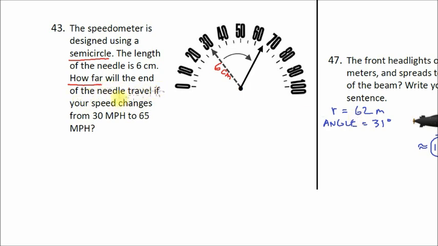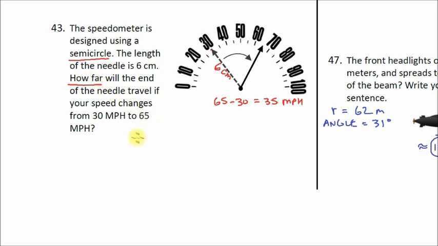How far will the end of the needle travel if your speed changes from 30 miles per hour to 65 miles per hour? Well, if we look at 30 miles per hour to 65 miles per hour, you're going to see that if we do 65 minus 30, that means that we've changed by 35 miles per hour. We're going 35 miles per hour faster. So there is our actual miles per hour from the start to the end. Let's go ahead and solve this one.